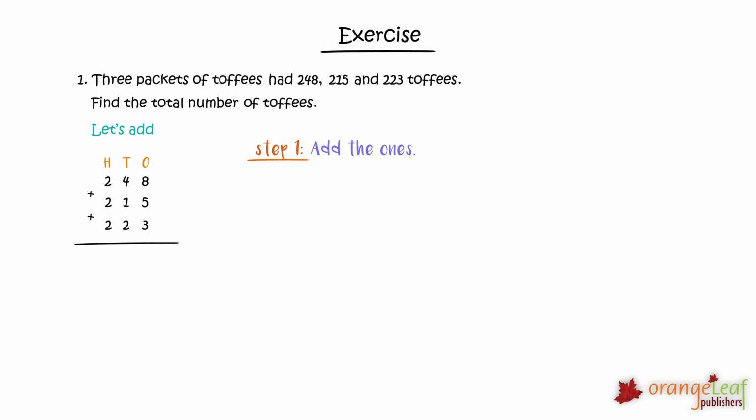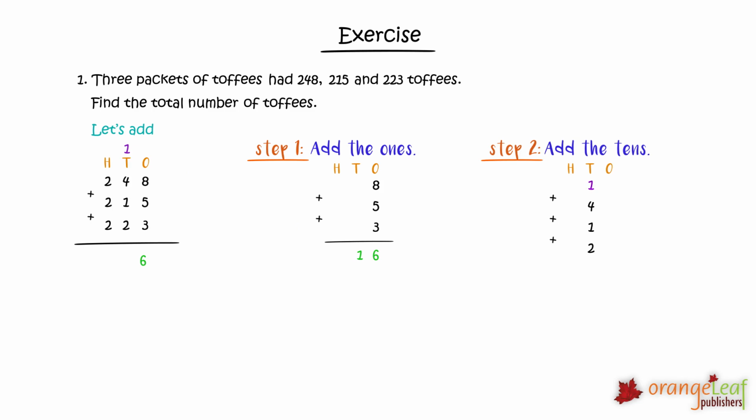Step 1. Add the ones place. 8 plus 5 plus 3 is equal to 16. Write 6 in the ones place and regroup 1 in the tens place. Step 2. Add the tens. 4 plus 1 plus 1 plus 2 is equal to 8. Write 8 in the tens place.